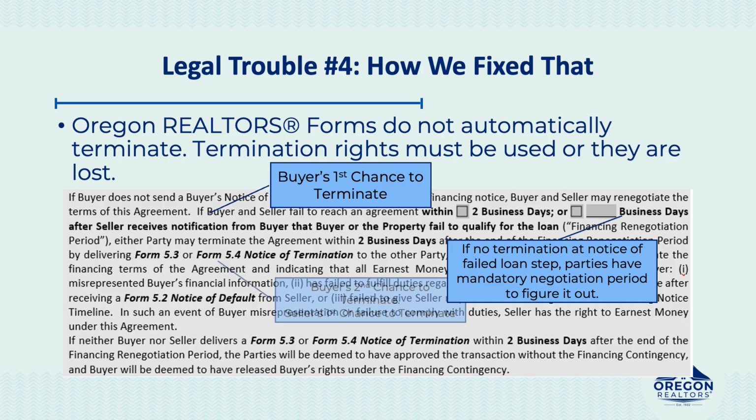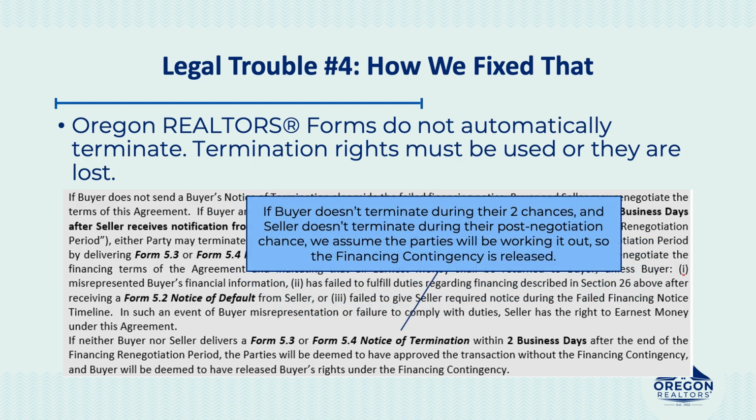If you get to the end of that period of time, the financing renegotiation period, both the buyer and the seller have a right to terminate for 2 days. So buyer said, hey, my loan failed. But I still want to buy your house. Great. 2 days, we're going to talk about it. End of those 2 days happened. We didn't figure it out. Now we have 2 days to potentially terminate. Buyer and seller both have a right to terminate. Let's say neither do. If neither party terminates, at that point, you're in a contract.